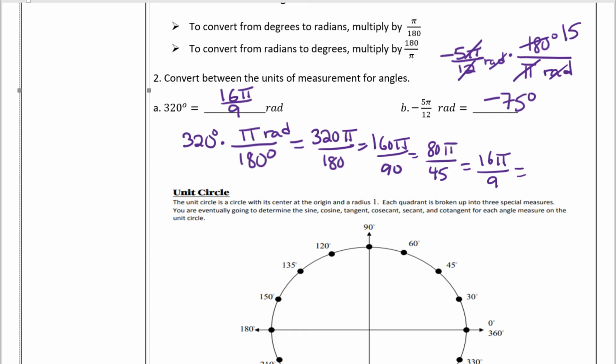So when you have degrees, basically you divide by 180 times by pi. If you have rads, divide by pi times 180. And that's how you convert between those two.